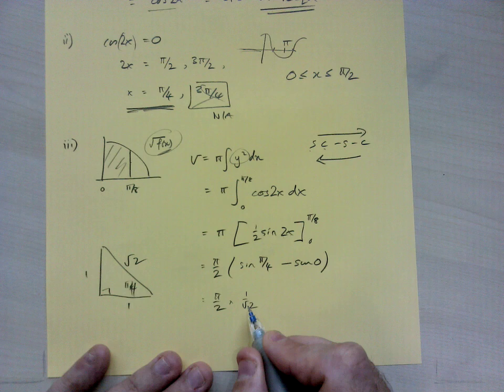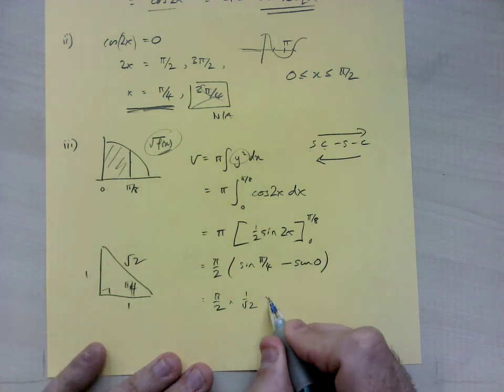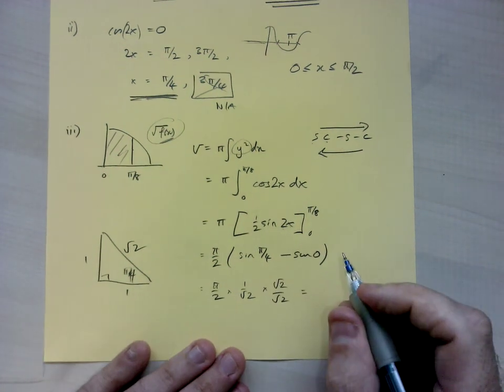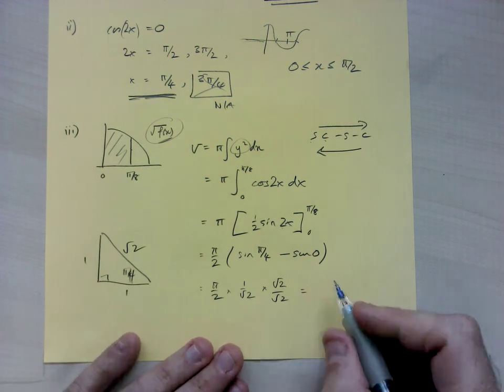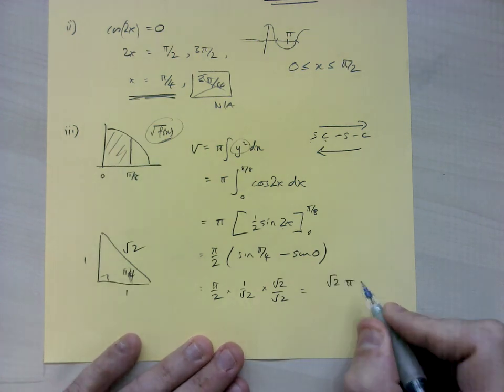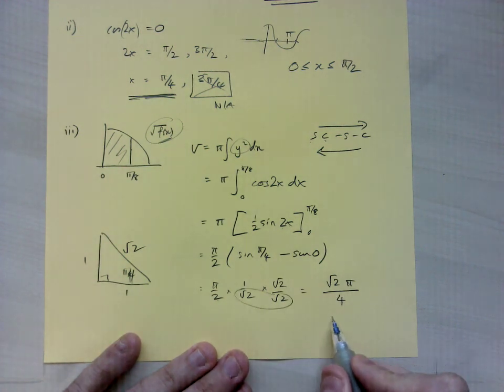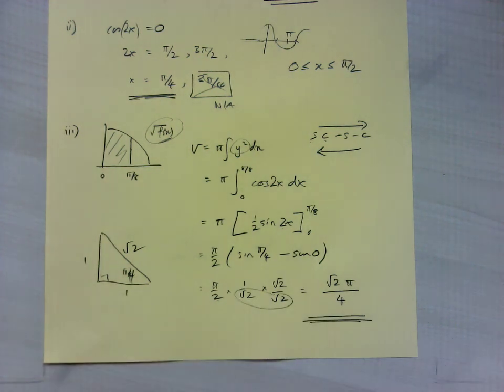I'd like to rationalise it by making sure I've got no square roots on the bottom. So times this by root 2 on root 2, see what we get. On the top, I've got root 2 pi. On the bottom, I've got 2 times, there's another 2 there, so I've got root 2 pi on 4 as my final answer.